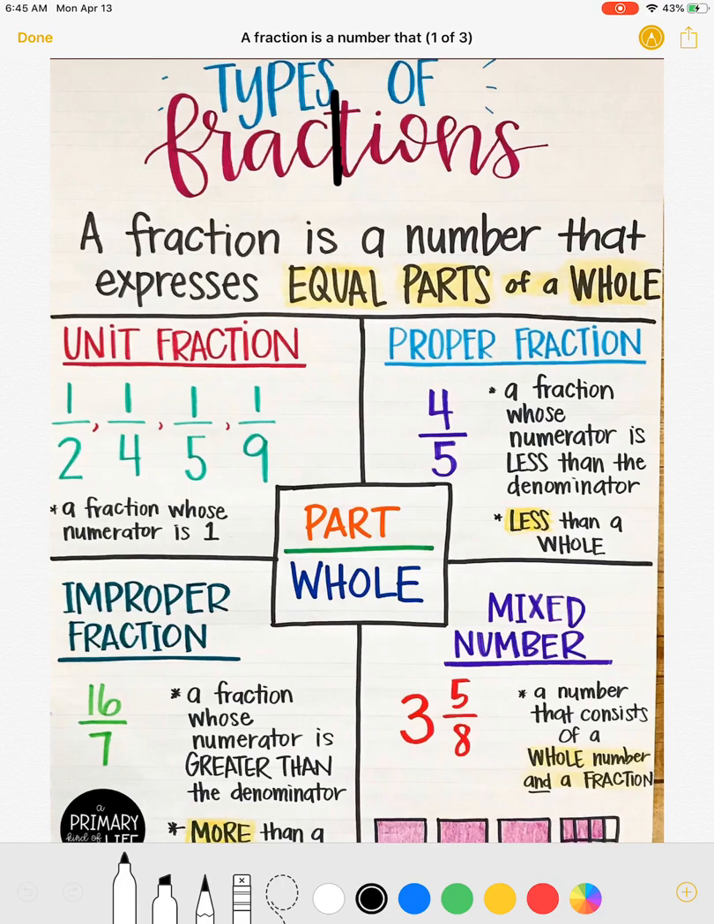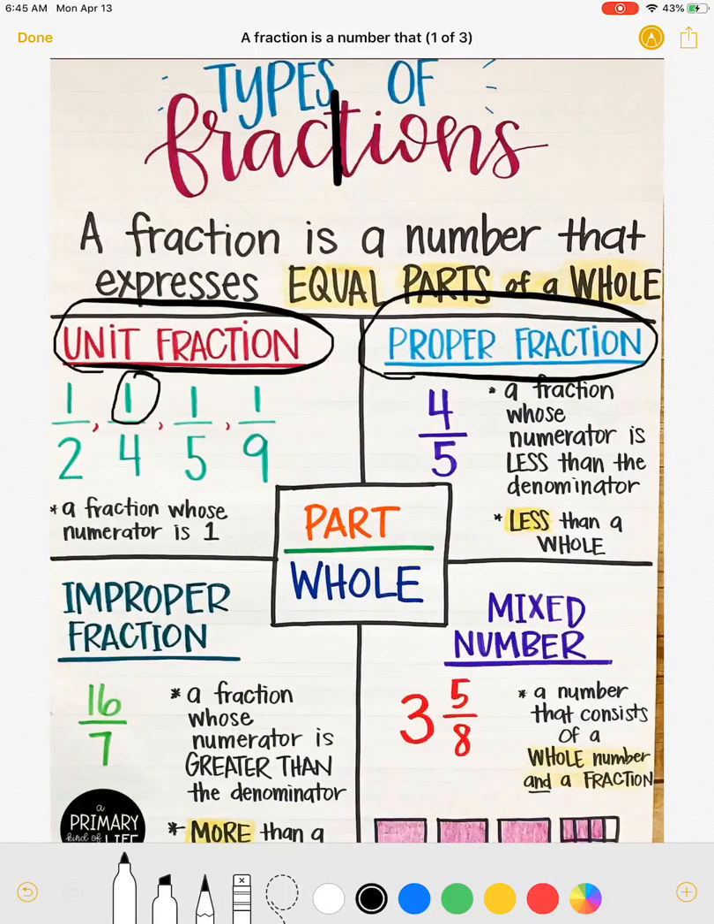So like that fraction 1/4, that could be a unit fraction. That is a fraction whose numerator is just 1. And it doesn't matter what the denominator is, as long as the numerator is 1. Then we have proper fractions. This is a fraction whose numerator is less than the denominator.